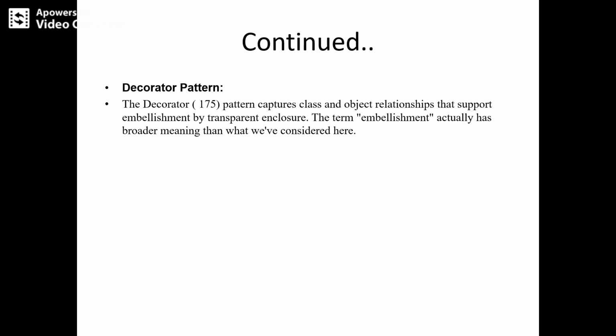Now, for the embellishment object structure there is a pattern that is always used, called the decorator pattern. The decorator pattern, which we are going to study later, captures the class and object relationships that support embellishment by a transparent enclosure. That's why we had this previous embellishment object structure, with all the facilities available in the decorator pattern. Actually, the term embellishment has a broader meaning than what we have considered here.